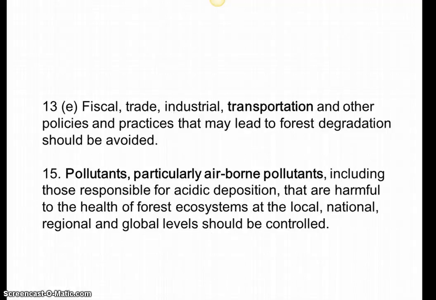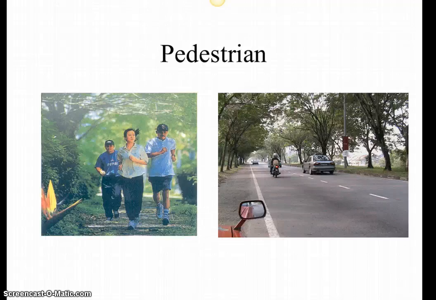And then this one, fiscal, trade, industrial, transportation, and other policies and practices that may lead to forest degradation should be avoided. And then pollution, particularly airborne pollution. You know, the car is the worst air polluter. Now we have so many cars, even inside our campus, we have a problem now with parking space and also sometimes accidents. And you can see this one, the pedestrian. If we have this kind of pedestrian canopy by trees, you can walk comfortably, and planted forests.